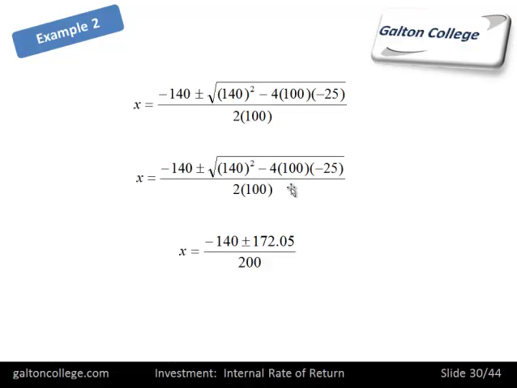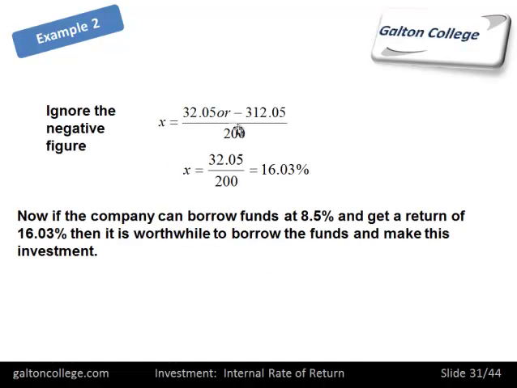I just duplicated those. Sorry about that. Anyway, we get this one, which gives us this one here. And we ignore the negative return, so we just work out here and we get it down to 16.03%. Now, the company can borrow the funds for 8.5%, that's what the question said, and we get a return of 16.03%. So therefore it's worthwhile to borrow the money and make this investment.